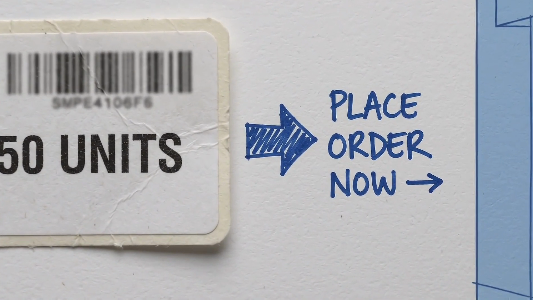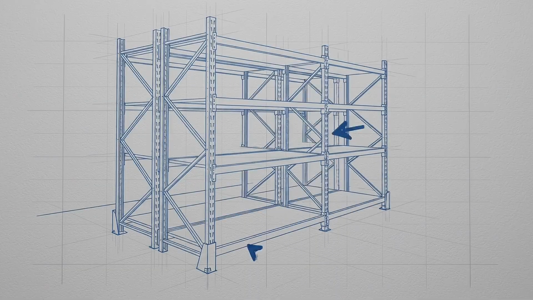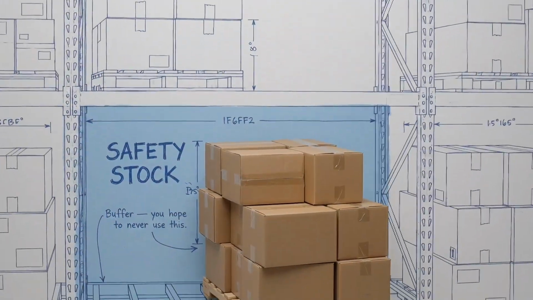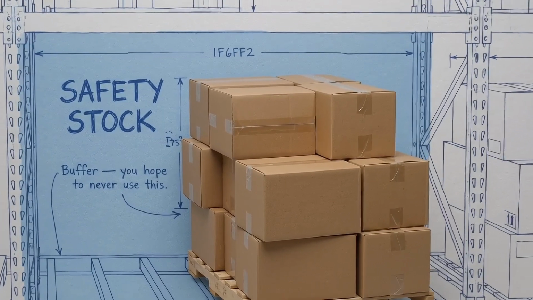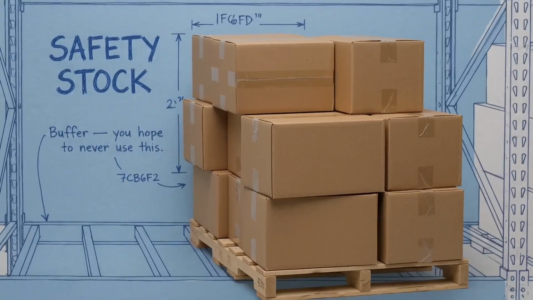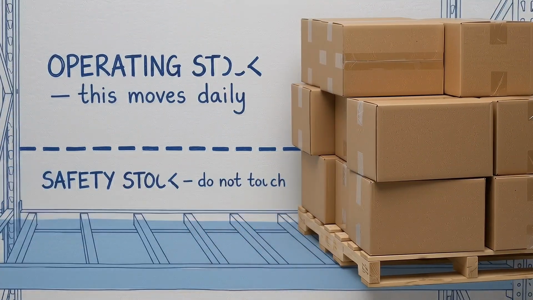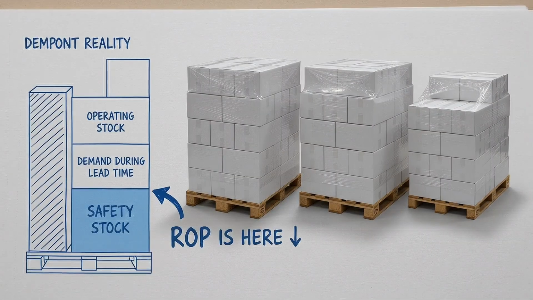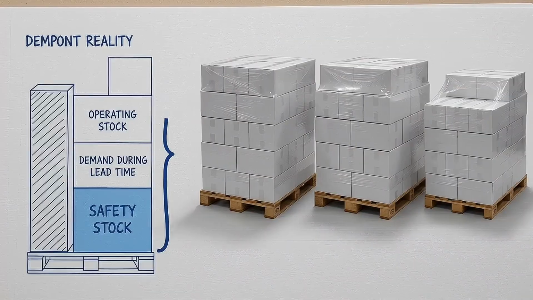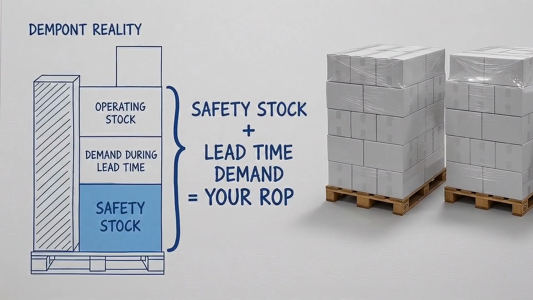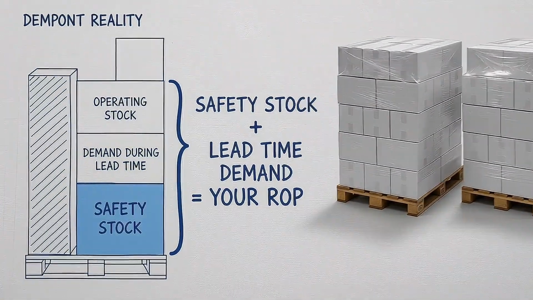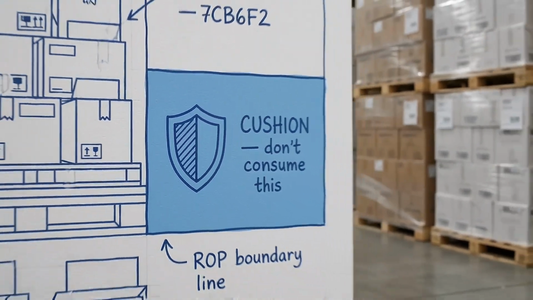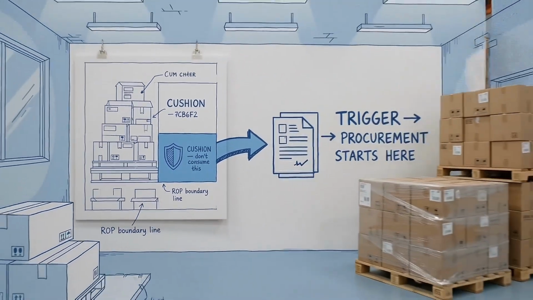No discussion, no delay. Most warehouse teams confuse safety stock with the reorder point, so let me draw a clear line. Safety stock is the buffer you keep below your normal operating level, the quantity you hope to never actually consume. The reorder point sits above the safety stock. It includes your safety stock plus the demand you expect to fulfill during the entire lead time window. One is a cushion you hope you never touch. The other is the trigger that sets your entire procurement cycle in motion.